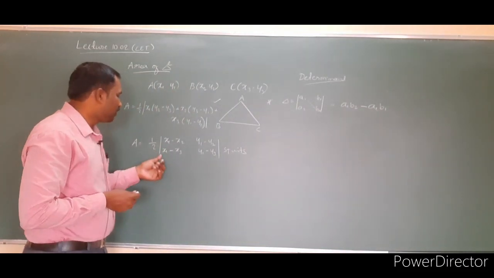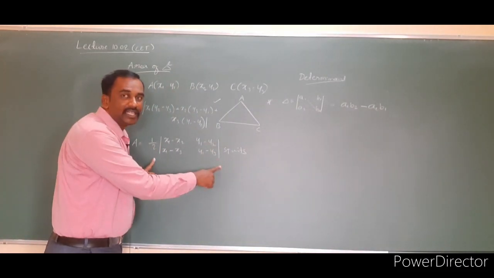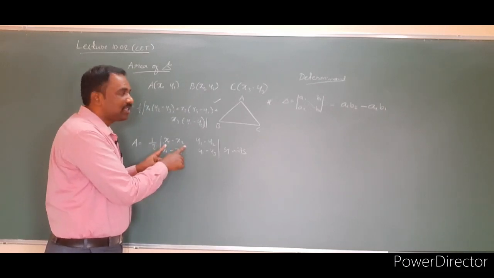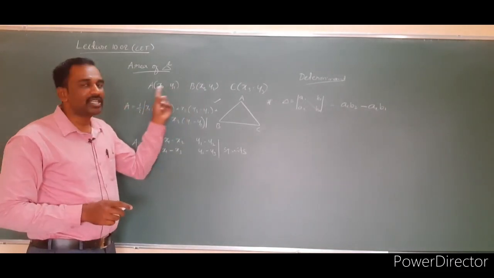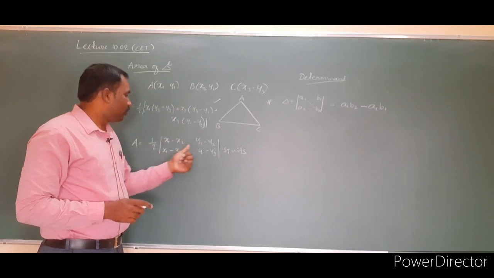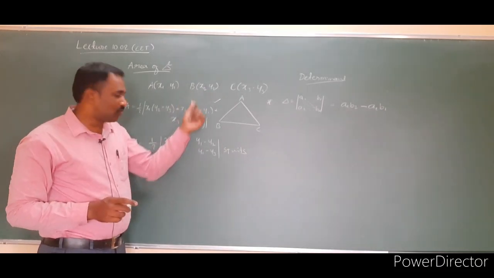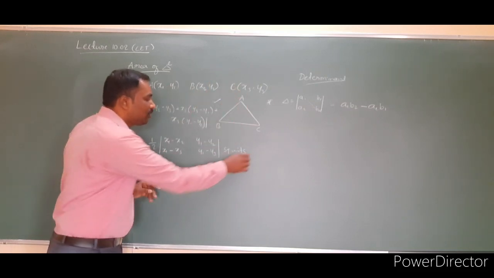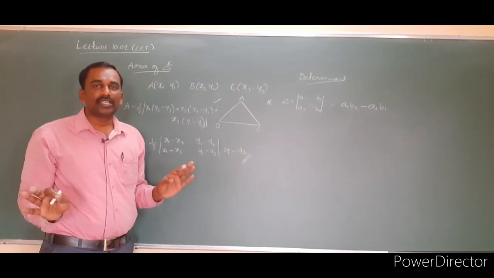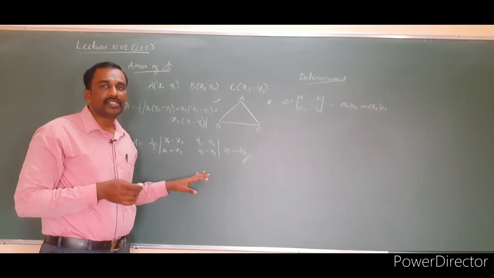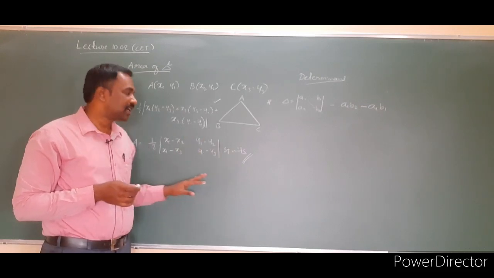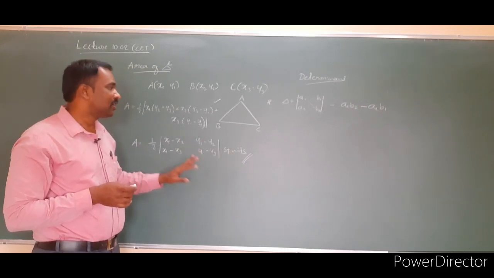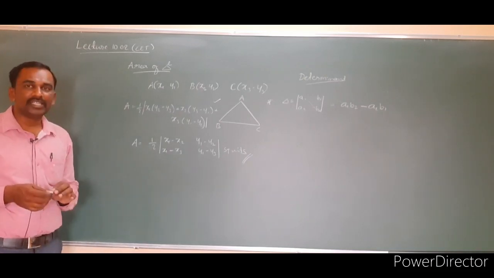What is the formula? 1 by 2 into the determinant of x1 minus x2, y1 minus y2, where x1, x2 are the coordinates of A and B, and the same for the y coordinates. Next, x1 minus x3, y1 minus y3. If we simplify this one, we will easily get the area of the triangle, the area of any triangle. Are you clear? So this is the area of the triangle.